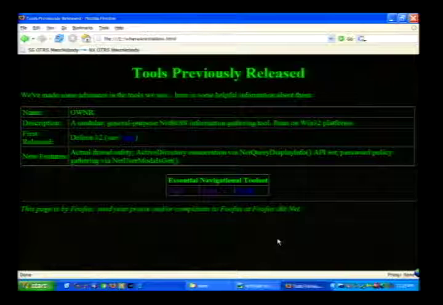So we have a number of tools previously released that we have incremental advances to. All of these are available from fufus.net. The latest revision of OWNR is not up there yet. I'll put it up when I get back.